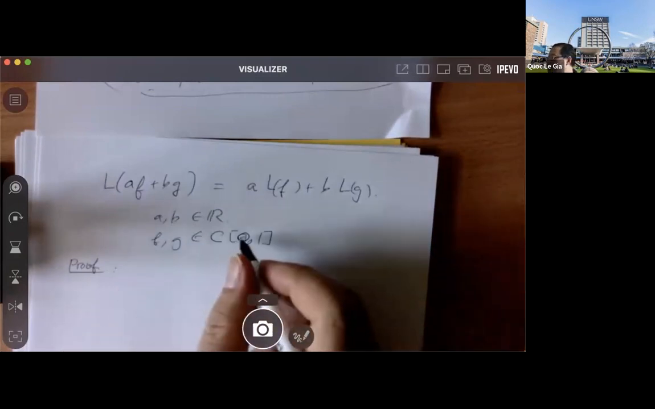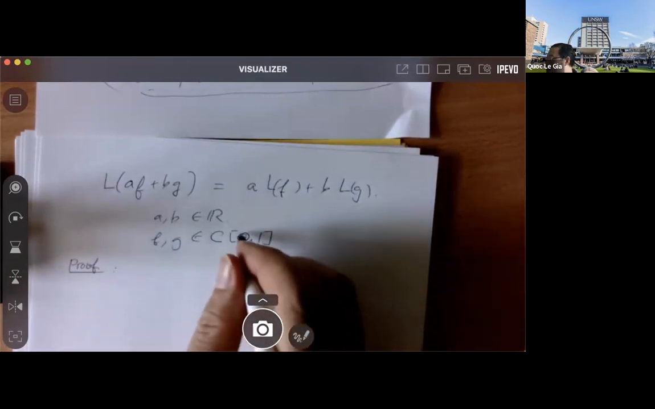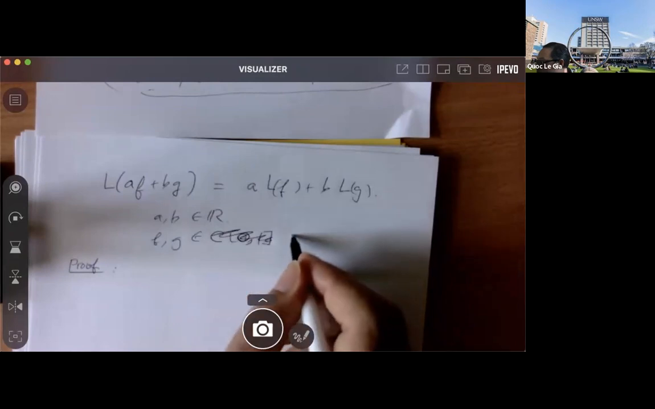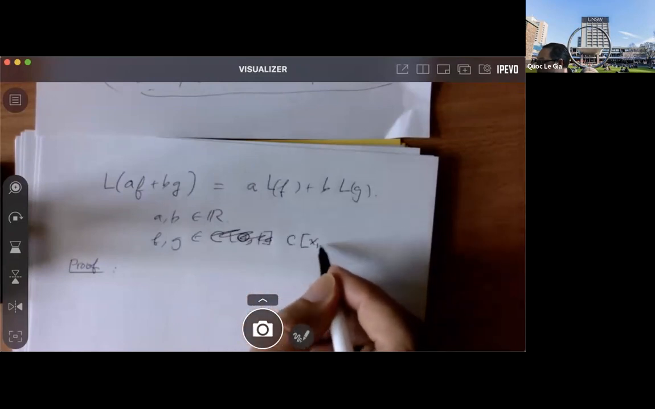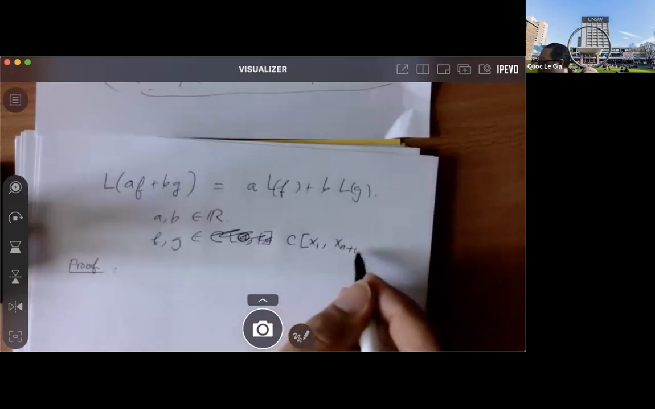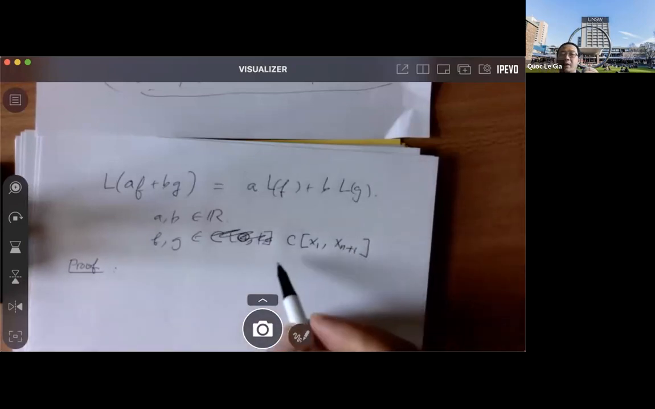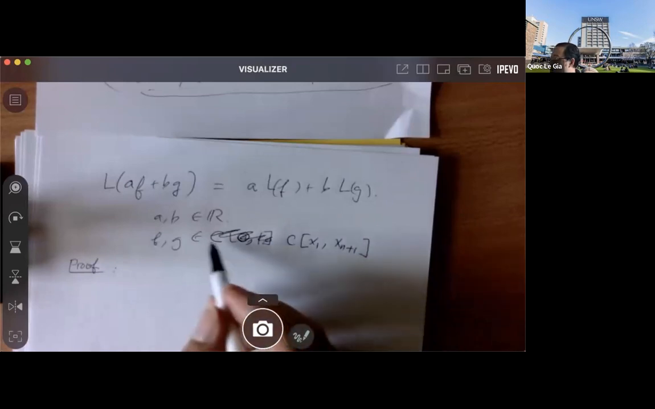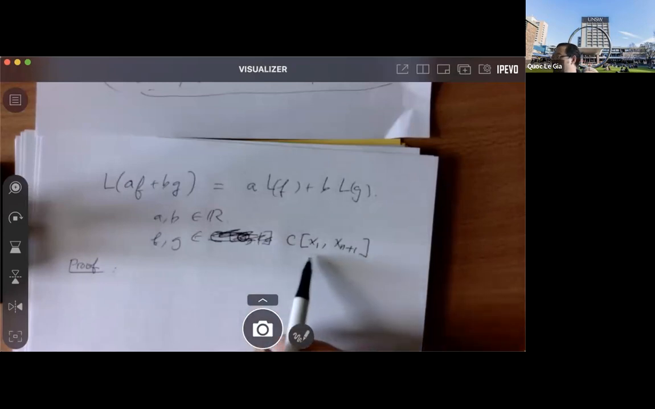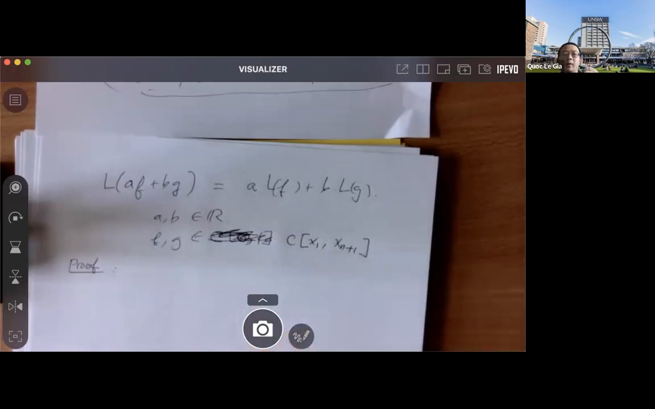I mean, just for example, because I don't want to use A and B, just some interval. So maybe it's better to say that it's continuous over C of x1 up to xn plus 1, right? It's not very precise here, but assume that it's continuous over some interval. You can take x1 to xn plus 1.